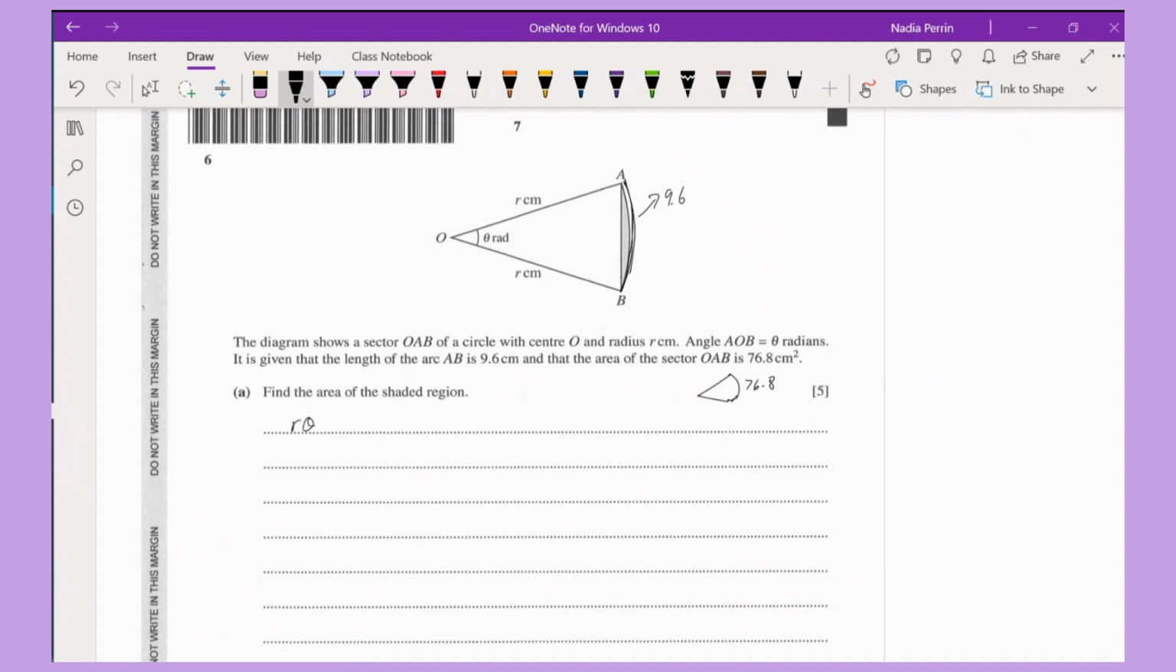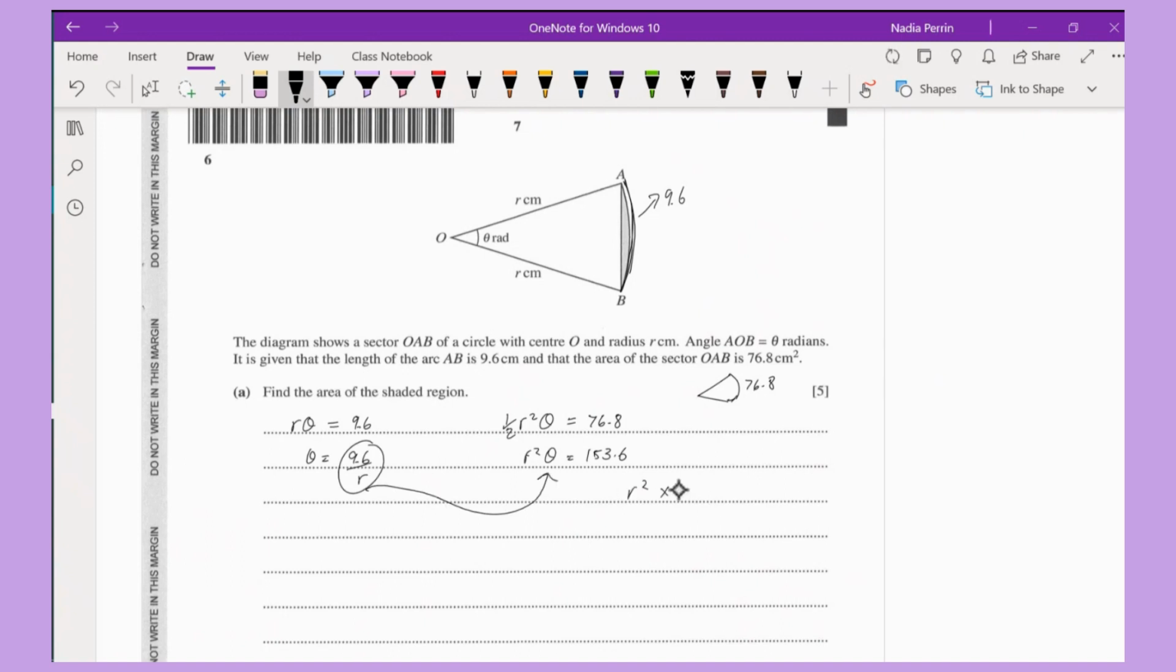So the formula for the arc length, which is on your formula sheet, is r theta. So that's 9.6. And then the formula for the sector is that, and that was 76.8. So basically, again, it's simultaneous equations. We've got two equations. We've got two unknowns. So I just made this slightly prettier, and then I made theta the subject for this one. You could have made r the subject and put that into here.